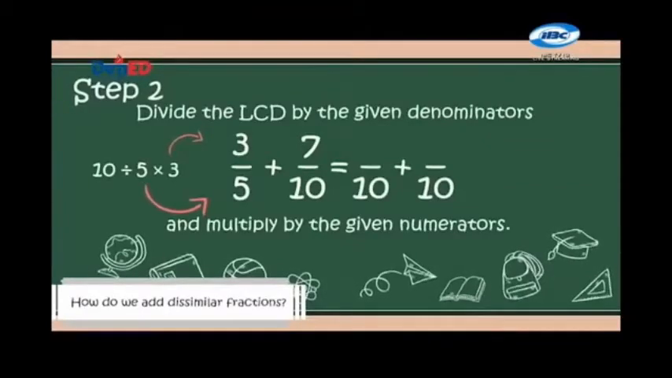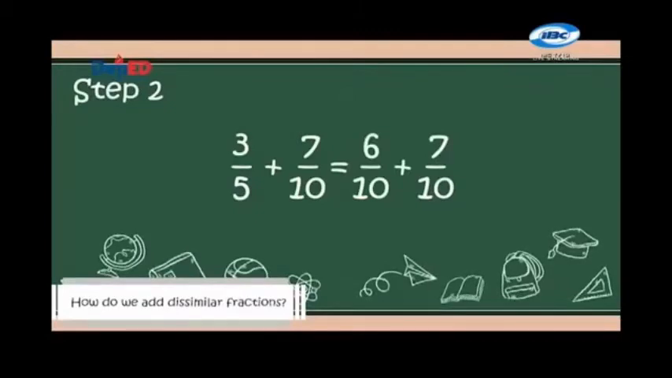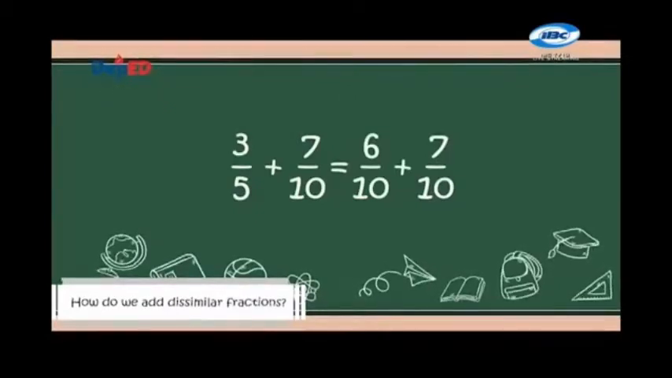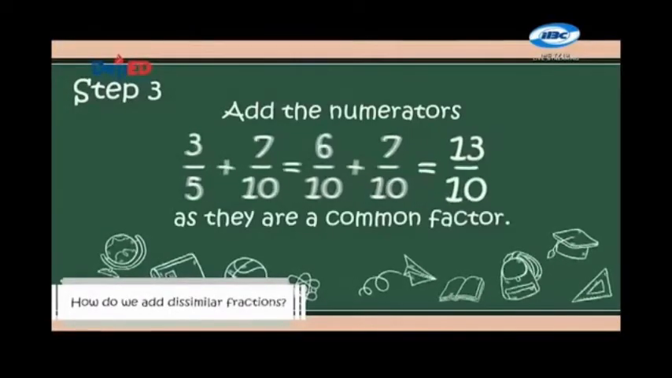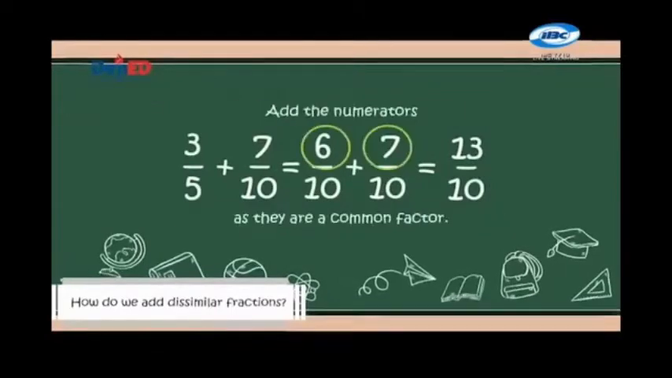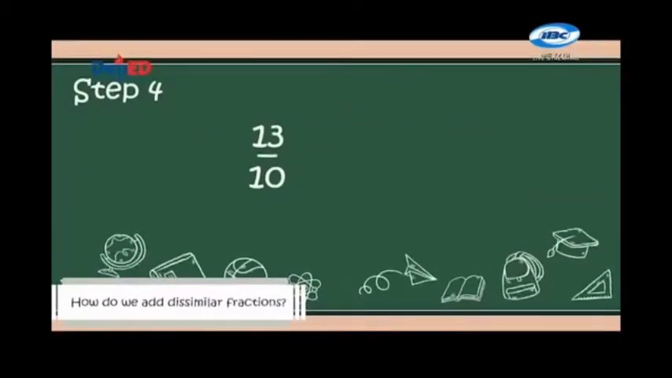Step 2. Divide the LCD by the given denominators and multiply by the given numerators. 10 divided by 5 times 3 equals 6. 10 divided by 10 times 7 equals 7. Step 3. Since they are similar fractions, add the numerators. 6 plus 7 equals 13. Copy the common denominator 10. We have 13/10.